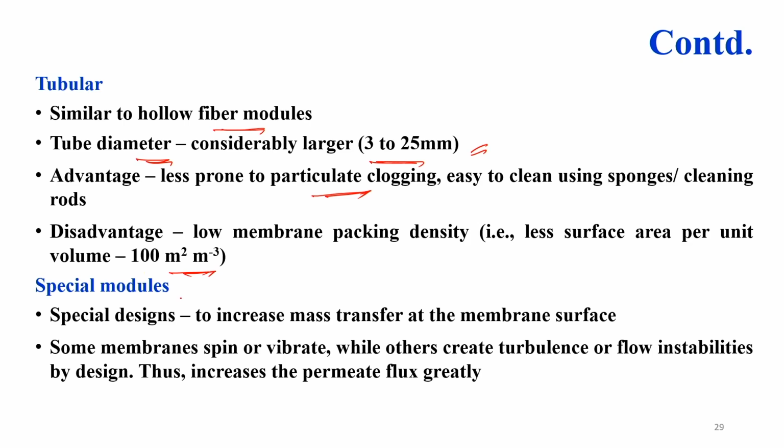In addition, there can be special modules which can incorporate a special design to increase mass transfer at the membrane surface. In some cases, some membranes may spin or vibrate, while others can have arrangements to create turbulence or flow instability by design. So, because of this, it is going to increase the mass transfer coefficient, or you can say it is going to ultimately increase the permeate flux.